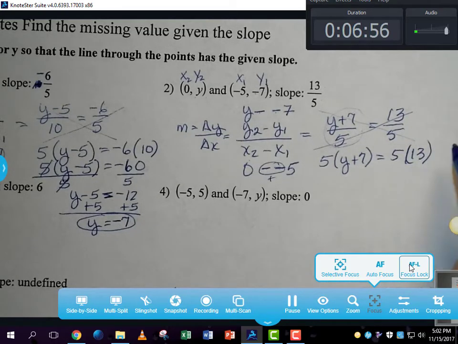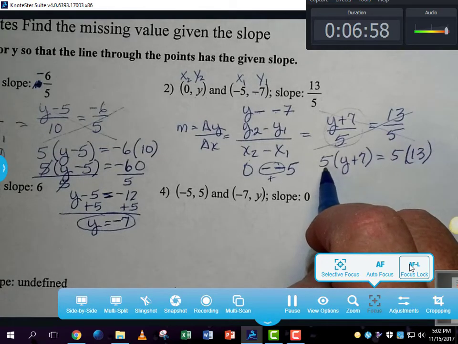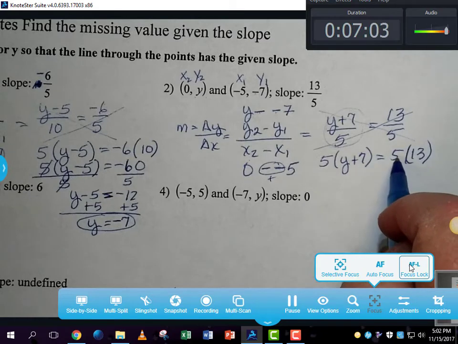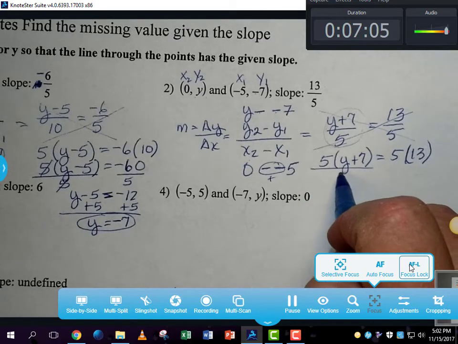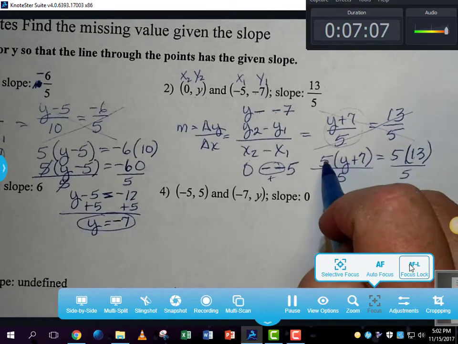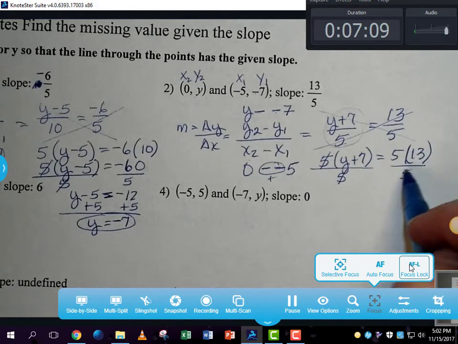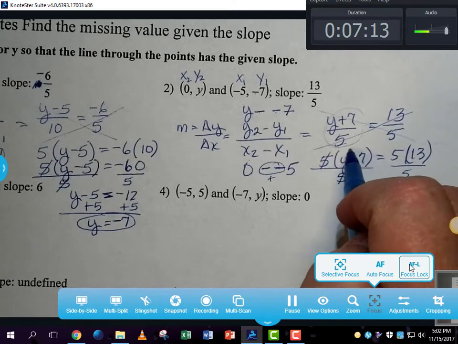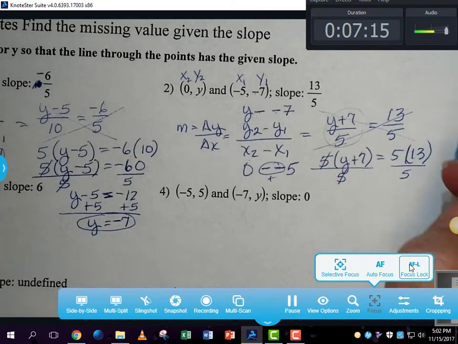And then what I can see is I'm going to go ahead and divide both sides by 5, because I've got 5 times this and I have 5 times this, I can go ahead and divide each of these by 5. Don't forget, just do it. This is all one term, right? Until you distribute, it's one term, so you divide once.